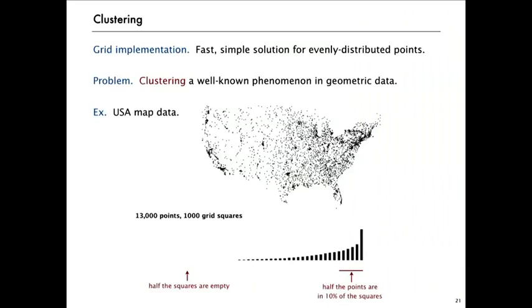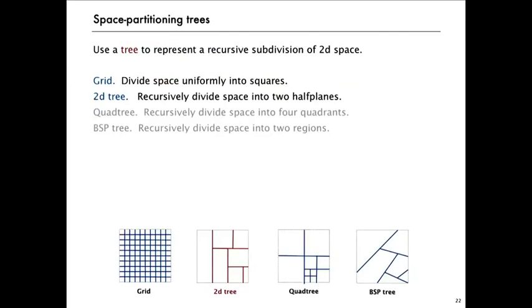It's got 13,000 points, but if you tried to use the grid implementation for this, you'd find that half the squares would be empty, and half the points are in just 10% of the squares. So the clustering in the data is going to make the implementation inefficient. We need to adapt to the data, and this is very, very typical in geometric data, particularly in higher dimensional data, as we'll see in a minute.